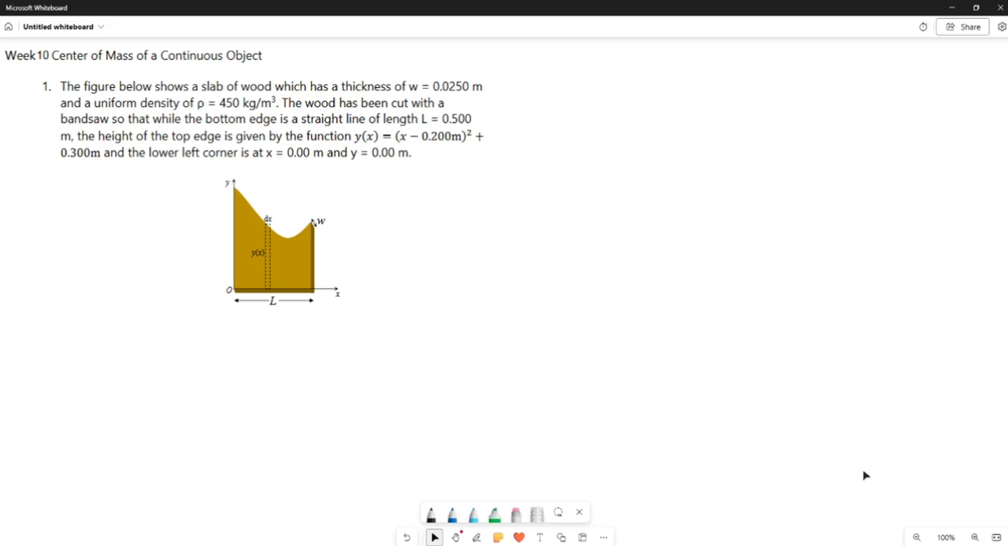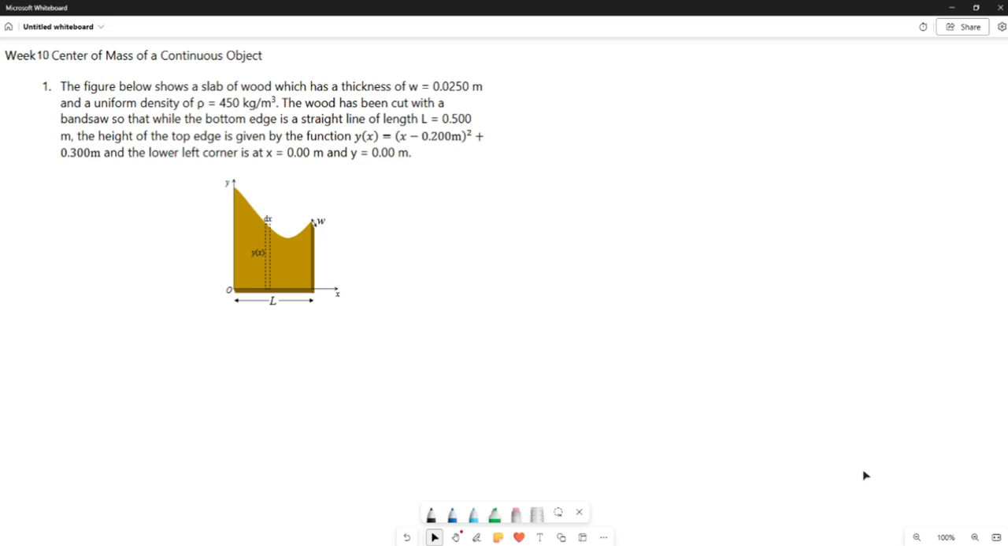I'm going to be talking about the center of mass of a continuous object and the worksheet or problem that goes along with it. It's calculating the center of mass. So before we actually start the problem, let's just clear up a couple things. It's asking about the center of mass of a continuous object. So first we want to ask ourselves what a continuous object means in this context.